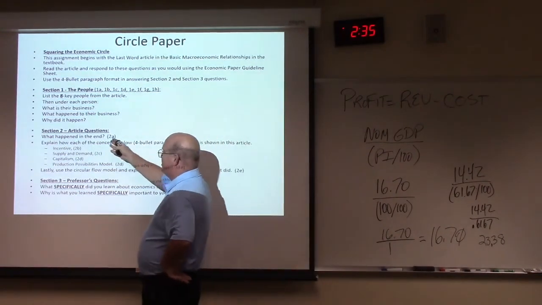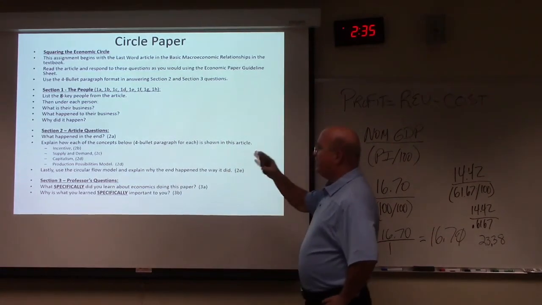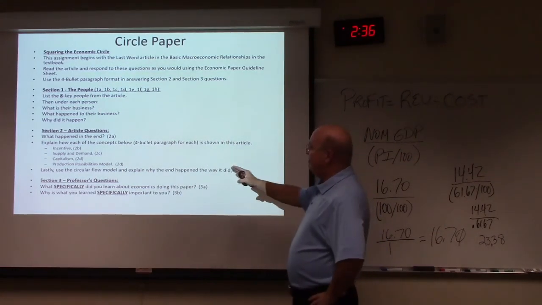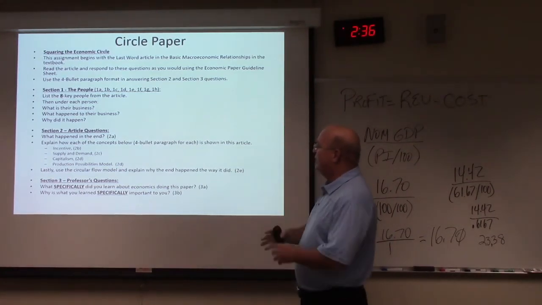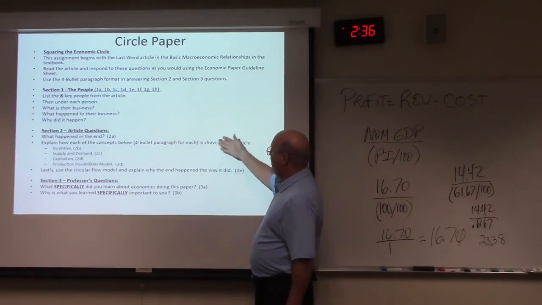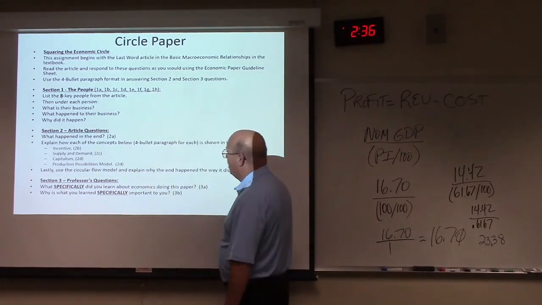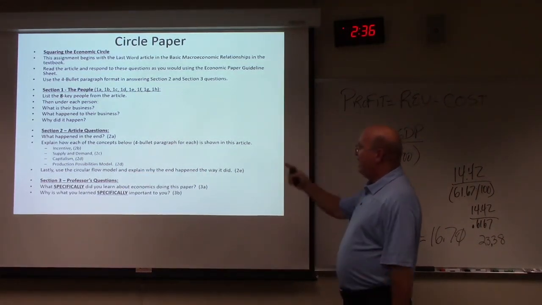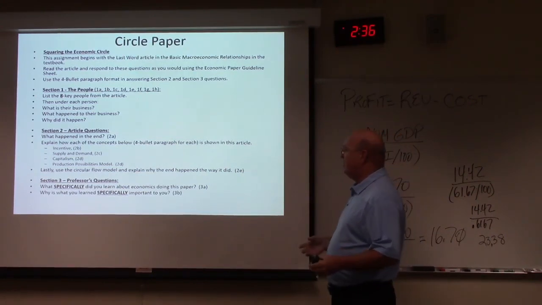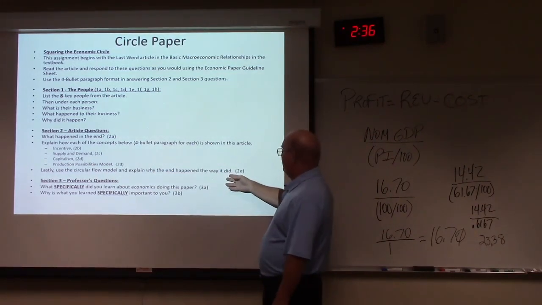Then the Article 2 questions. What happened in the end? And then I want you to go ahead and explain the concepts of incentive, supply and demand, capitalism, and the production possibilities model in bullet paragraph form. Now this should be 2E, so I'm looking for 2A, B, C, D, and E. And then the circular flow model, I want you to take a look at that and explain why what happened happened that way. So that'll be 2F.